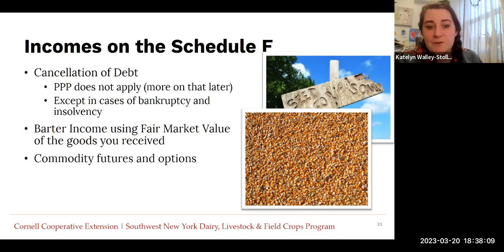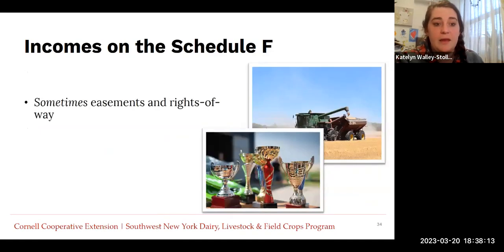If you do commodity futures or options, those are considered income. Sometimes if you have an easement or right of way or some type of payment for farmland, it sometimes is considered farm income, and it sometimes is considered personal income outside of the farm. So you need to work with your tax preparer to clarify which one's which.